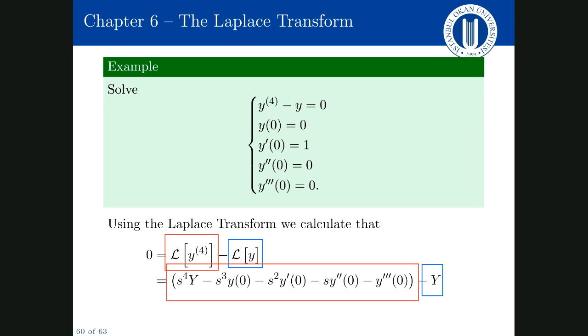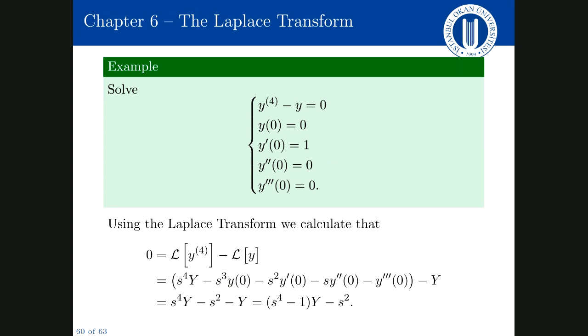In the question, we're told that y of 0 is equal to 0. So this term is just equal to 0. We're also told that y prime of 0 is equal to 1. This becomes just minus s squared. We're told that y double prime of 0 is 0. This term is just 0. And we're told that y triple prime of 0 is 0. So this term is just 0. We are left with s to the power 4 capital Y minus s squared minus capital Y, which I could write as s to the power 4 minus 1 times capital Y, minus s squared.